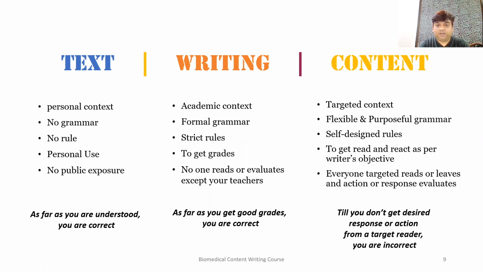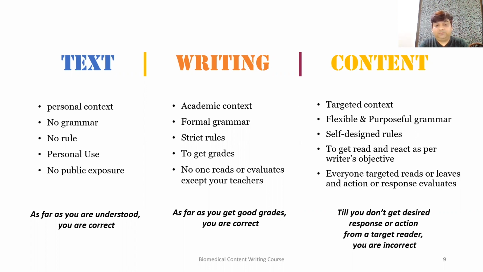Text is interpreted as it is, because two people are talking to each other personally and there is no public exposure. So as long as you are understood, you are correct. In text, there is no checking or policing of whether your writing is correct or not. This is mostly done in informal chat, maybe on WhatsApp, on your phone, or through messaging. All of these come under text.